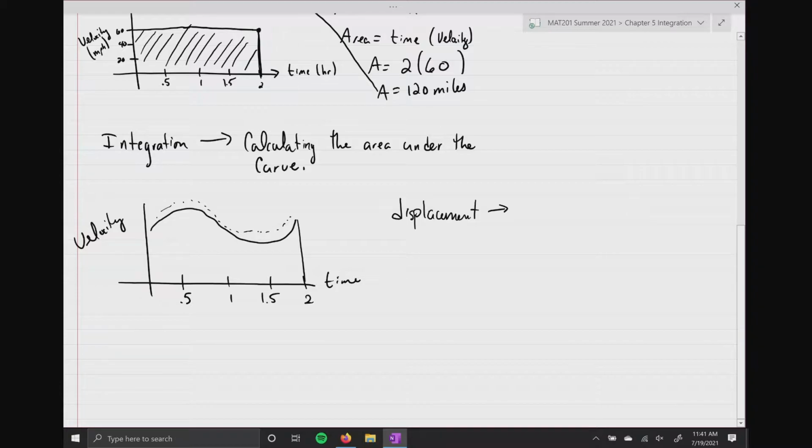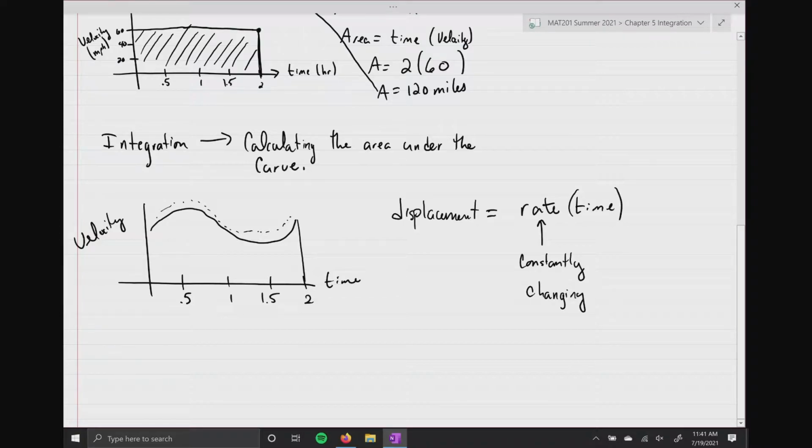Now, you and I both know displacement equals rate multiplied by time. However, my rate was not constant. It was constantly changing. So how do we go about a problem like this?